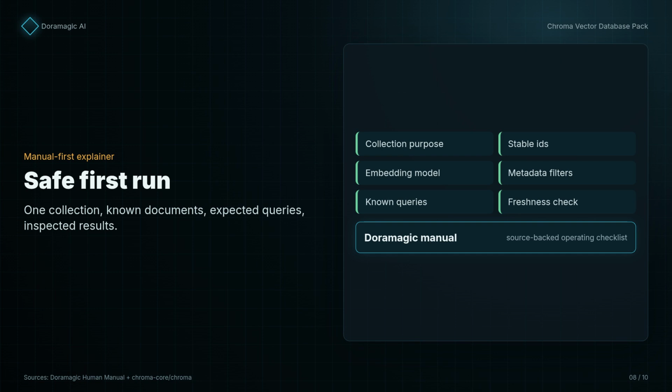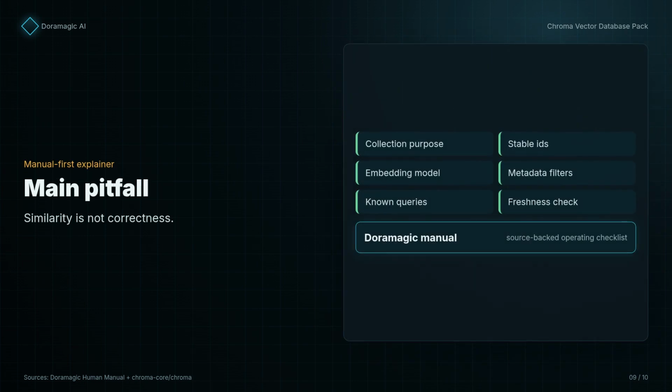My practical verdict: Chroma is valuable when an AI application needs simple vector search and inspectable collections. Treat it as retrieval infrastructure, not magic memory.